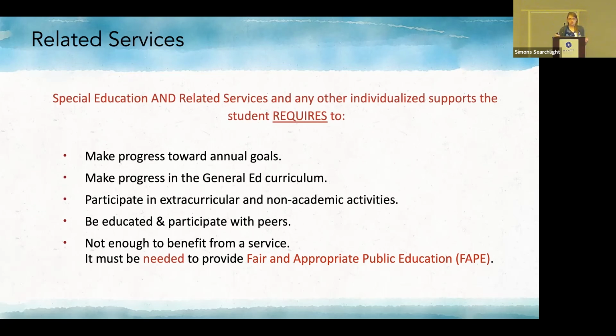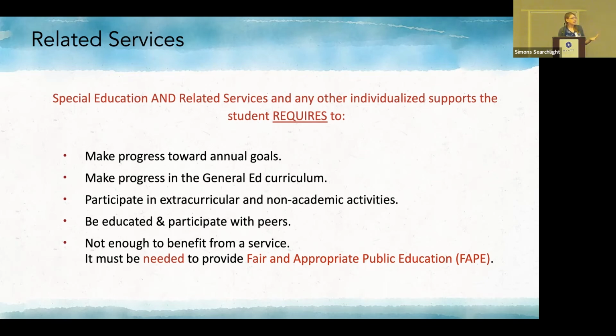And then related services are things like speech therapy, occupational therapy, physical therapy, adaptive physical education, assistive technology. It's all those additional things outside of just your regular classroom curriculum that our kiddos typically have in their IEPs.